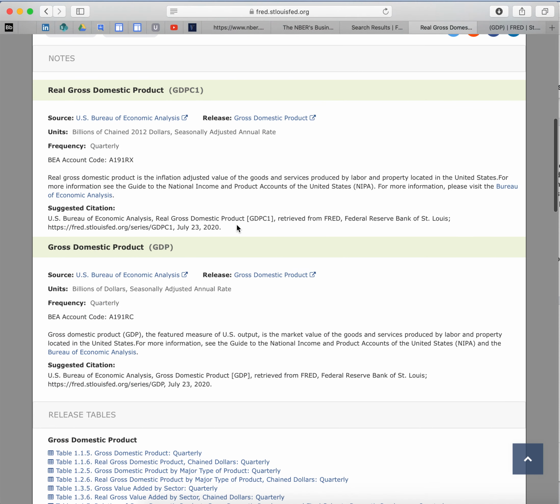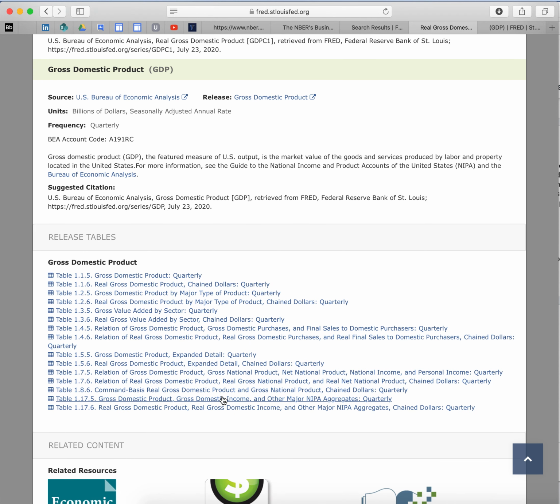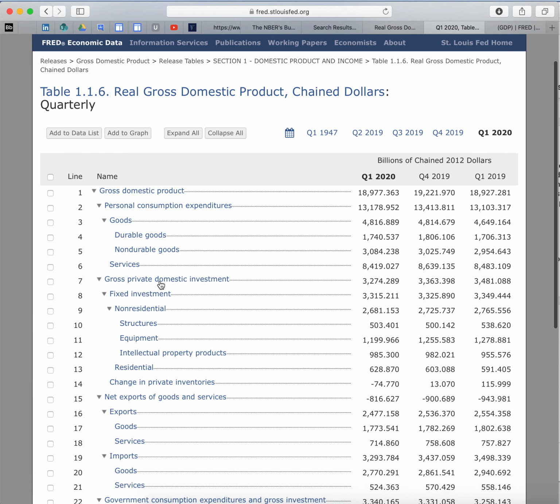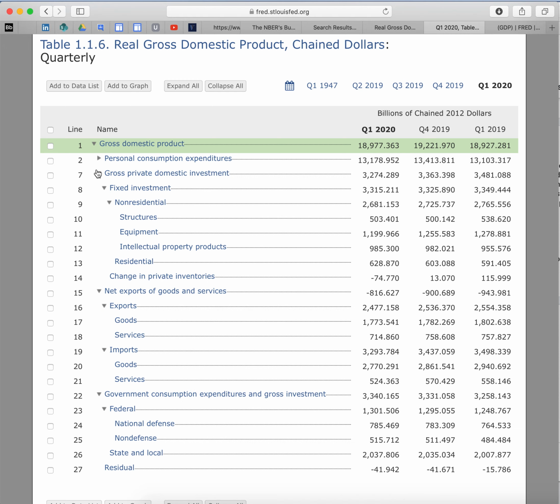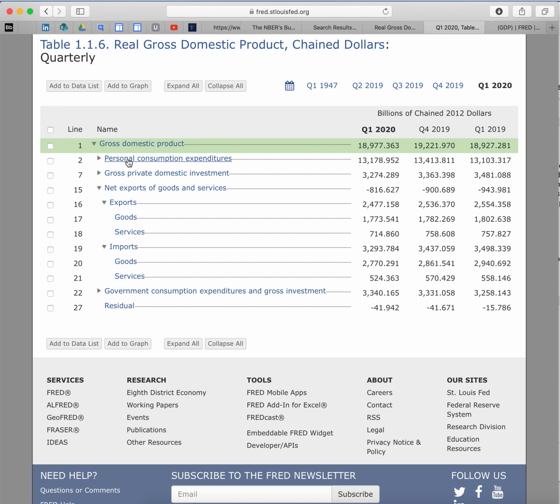Now I'm going to go back here to these release tables, because one of the things I talked about were ways we measure GDP. So if we just go to real GDP quarterly and click on it, this breaks down the components. So I'm going to close up some of these windows, and you can see here that we measure GDP through 4 components: household spending, private domestic investment.